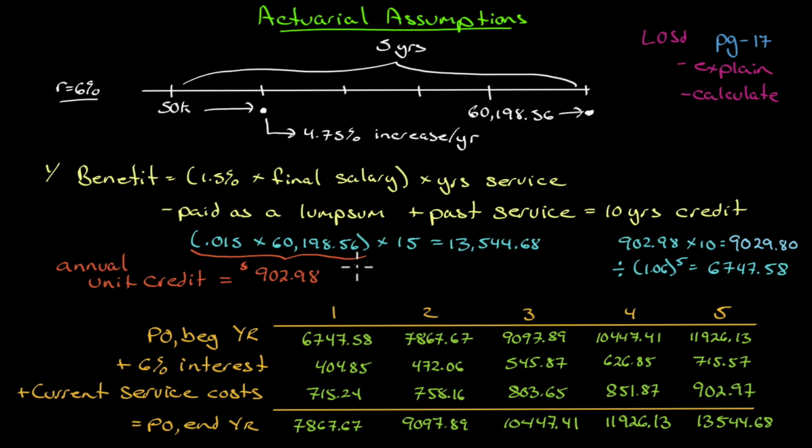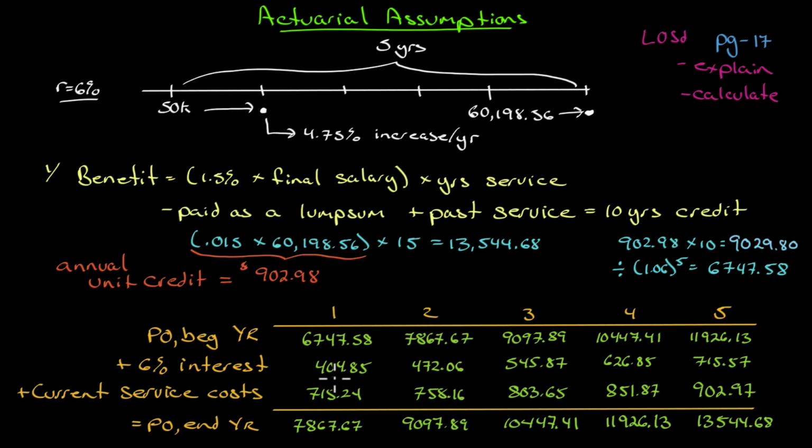So what we do is we figure out what our annual unit credit is. It's 902.98, and this would stay the same no matter what year you calculate this in. What changes is the present value of this amount depending on what year you're in. So for this 902.98, we've earned an obligation at retirement of 9209.8, but today at our starting salary it's only worth 6747.58, so we'll put that in as our pension obligation at the beginning.